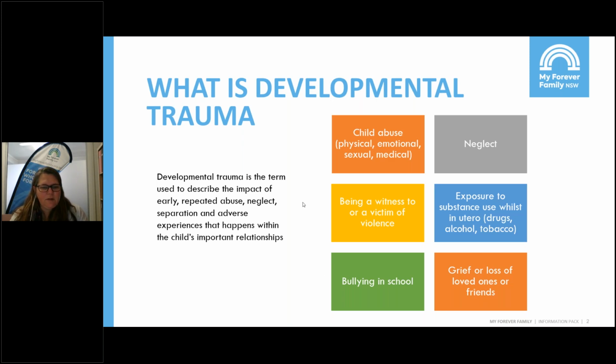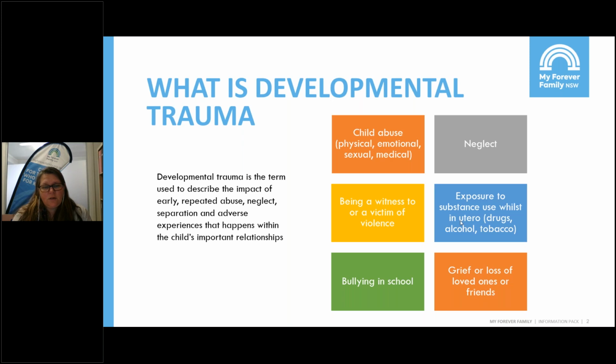Okay, so developmental trauma is the term used to describe the impact of early repeated abuse, neglect, separation, and adverse experience that happens within a child's important relationships. So this is not only their experiences of any kind of abusive behaviour, neglect, being a witness or a victim of violence, but it's also the connection that they make in that primary attachment relationship.